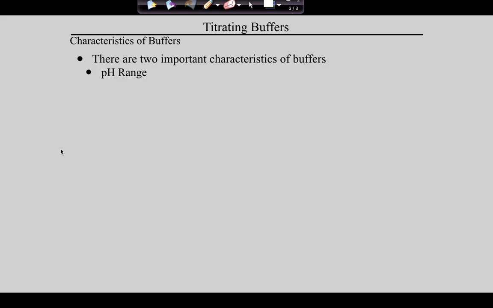But guys, the question is, what if you didn't have that advantage? And what if you needed to figure out how to make a buffer at any given pH? Do you know what I'm saying? And guys, let me offer you an example. So take, for example, our good friend acetic acid, which has a Ka of 1.8 times 10 to the negative 5th.